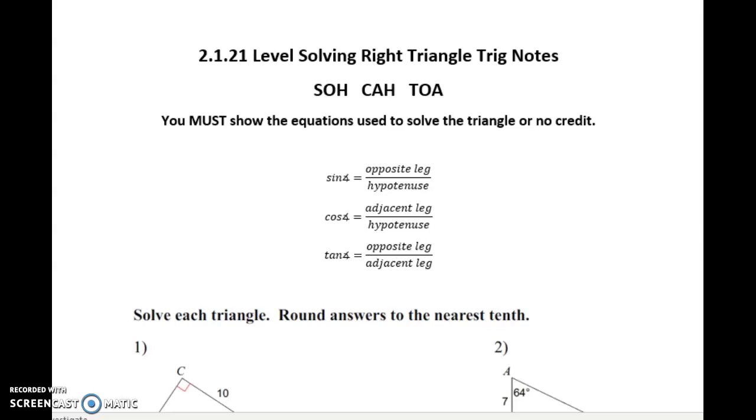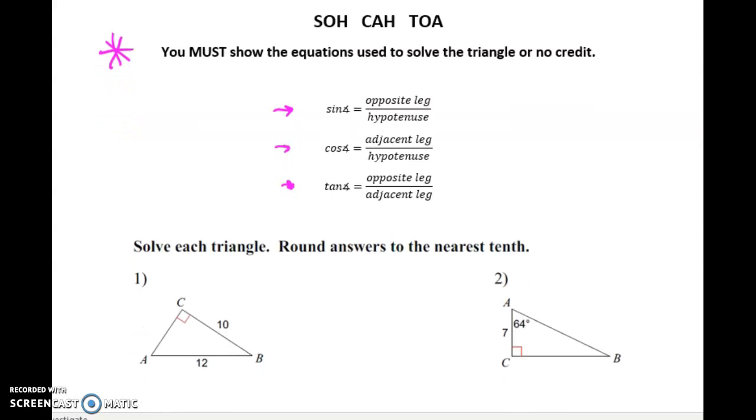Guys, today we're going to do some right triangle trig. You're more familiar with this as SOHCAHTOA. We're going to find angle measures and lengths of sides of a triangle that are missing. Remember to show your work so that you can get credit. By that I mean you need to show me where you've set up the equation in order to solve. And you'll see in just a second.